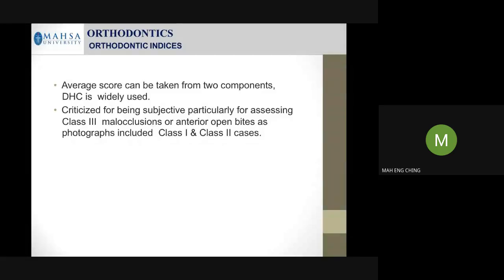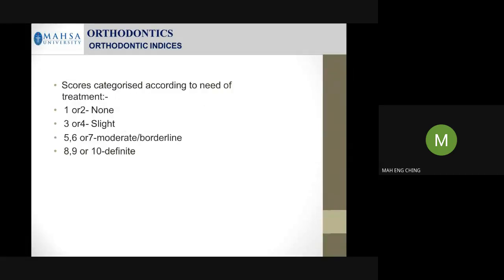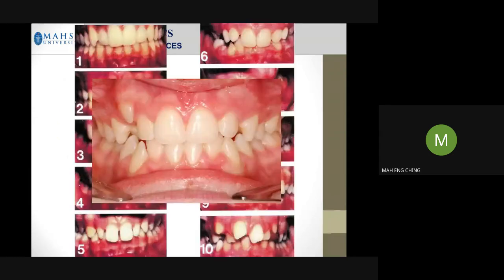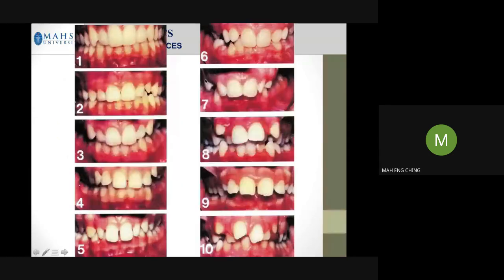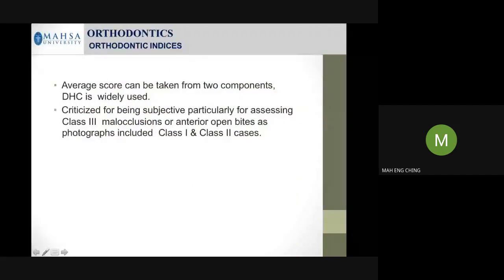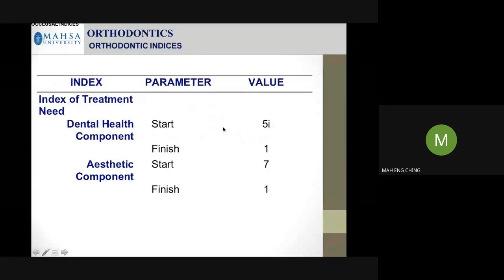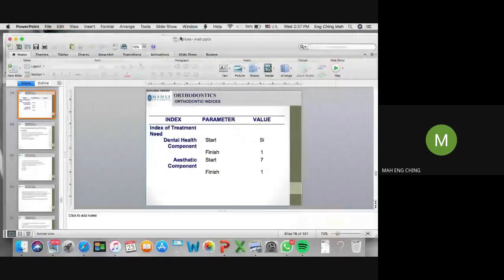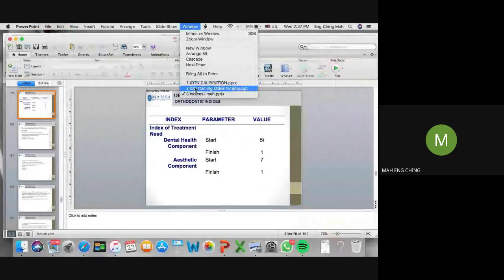Okay, class 3. Look at this photograph. They have limitations. Look at all these mild occlusions. None of them are class 3. None of them are class 3. So when you want to grade patients having a class 3 skeletal pattern and mild occlusion, sometimes it's not accurate because they only take the class 1 and class 2 photographs. Okay, so I think I finished IOTN, just a lecture briefing. Then I look at something else.